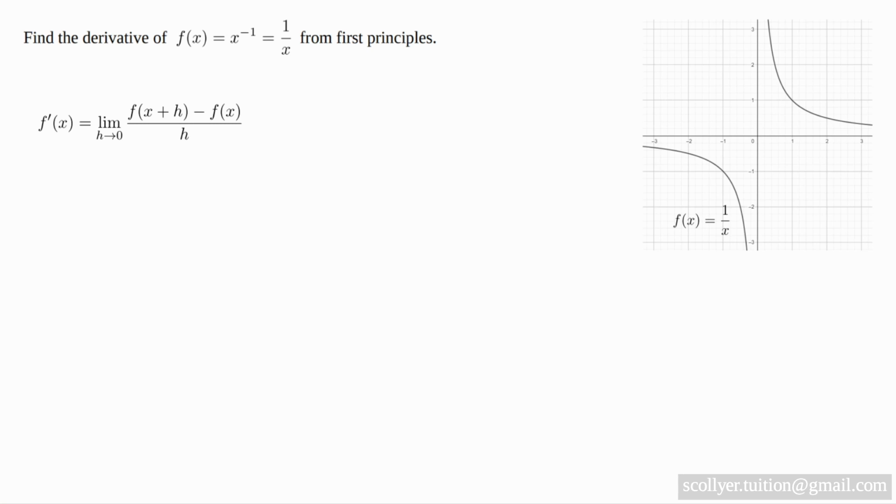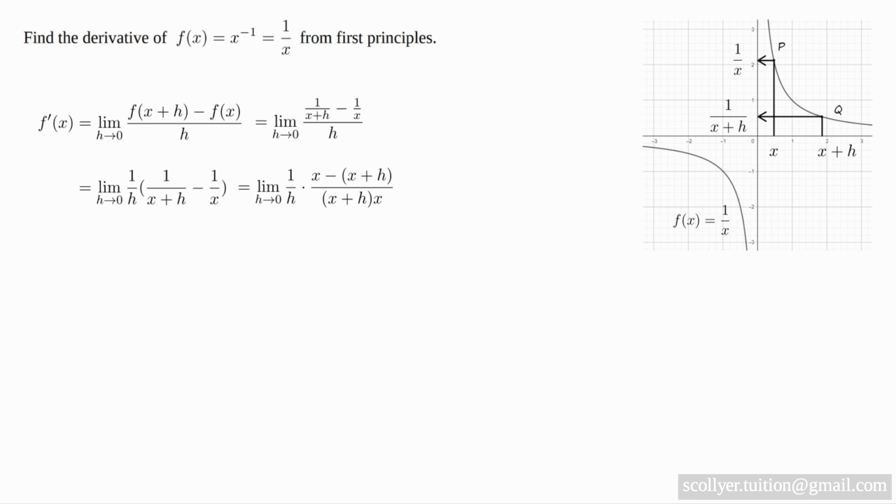We choose a point P on the graph where f(x) = 1/x, and we choose a point Q on the graph where f(x+h) = 1/(x+h). And so we obtain the limit as h tends to 0 of (1/(x+h) - 1/x)/h, which we can rewrite as the limit as h tends to 0 of 1/h times (1/(x+h) - 1/x).